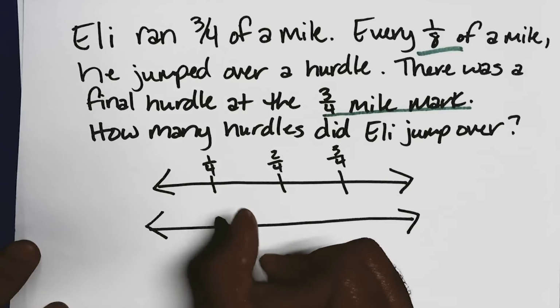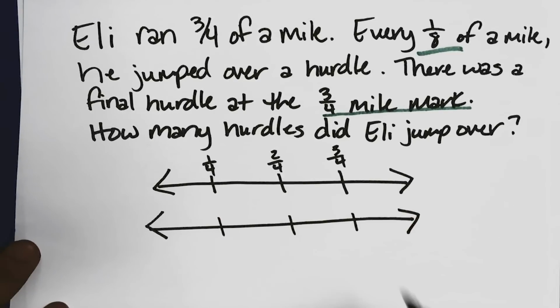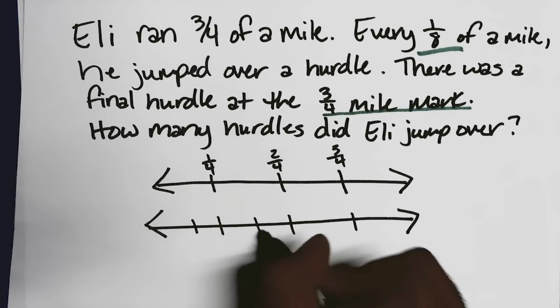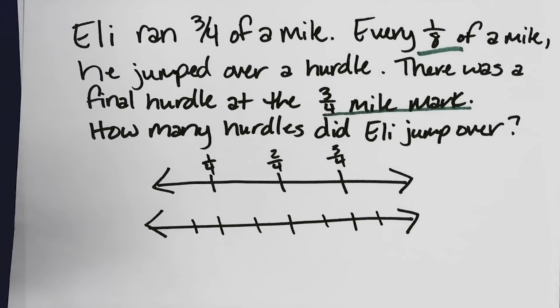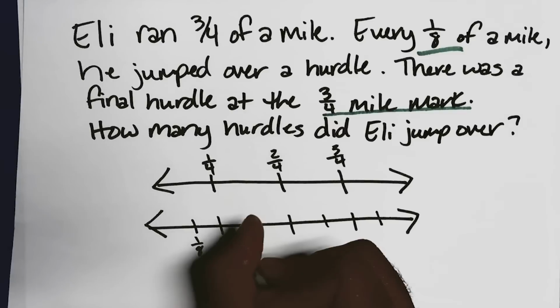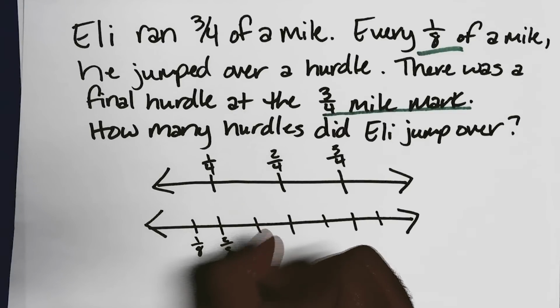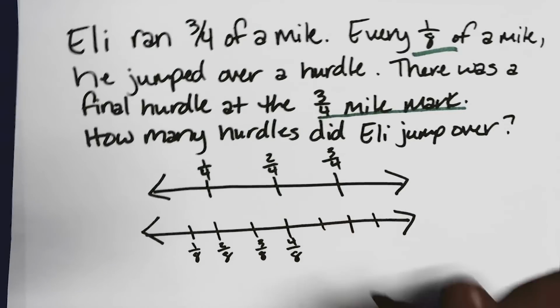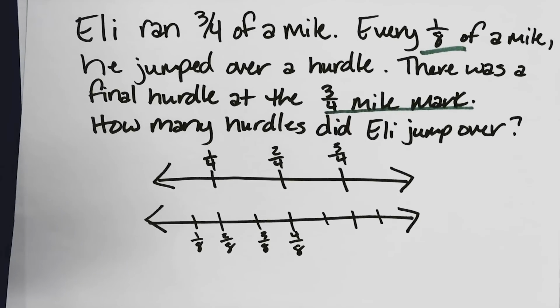So I'm going to also do the corresponding marks on my bottom number line. So now, what do I want to break my bottom number line into? Yes, I want to divide it into eighths. So I know that this is an eighth. This is 2/8, 3/8, 4/8, etc. So my bottom number line is divided into eighths.